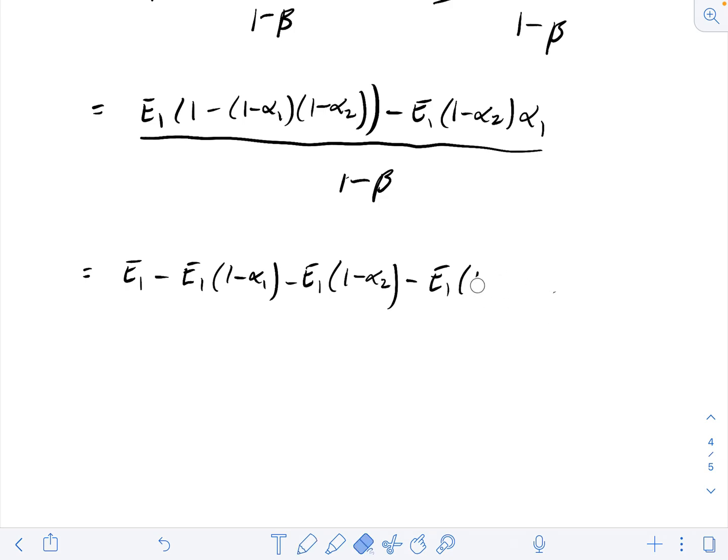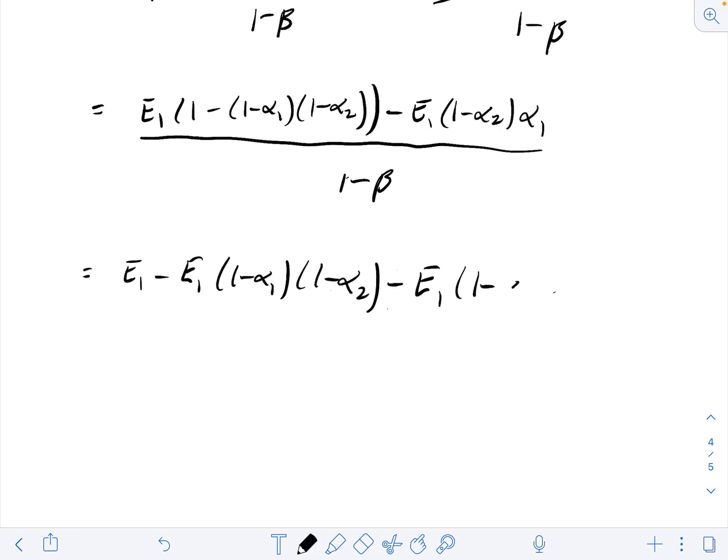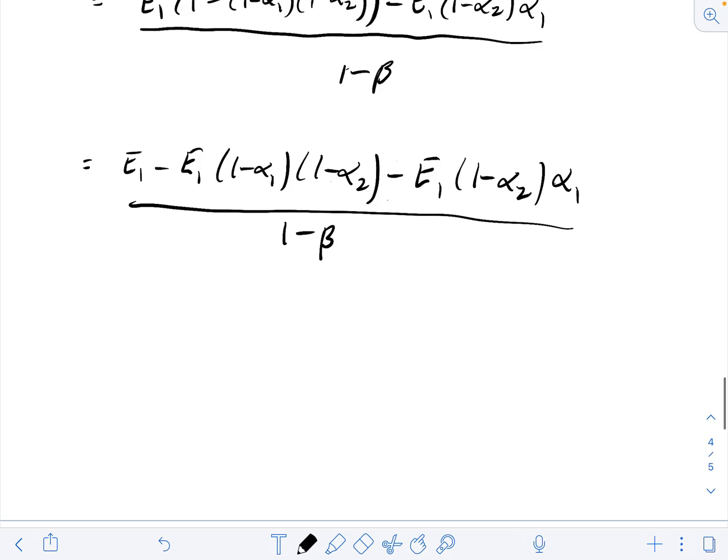Okay. Shoot, sorry, that's not right. Let me fix this. I made a mistake. So let's just take our time. It's minus E1, 1 minus alpha 1, 1 minus alpha 2, minus E1, 1 minus alpha 2, alpha 1, divided by 1 minus beta. Okay, sorry about that, but I think we're back on track.